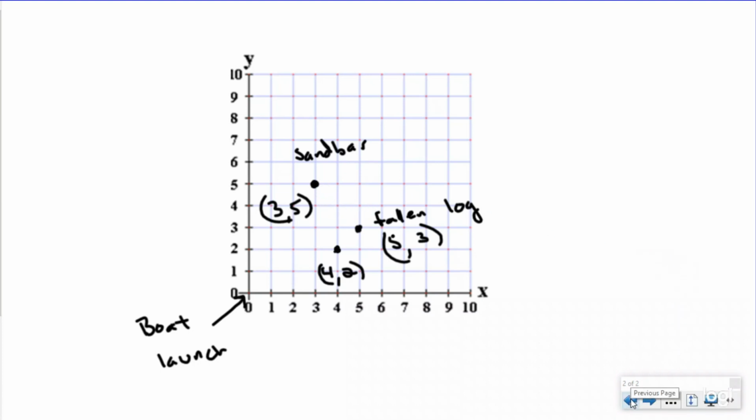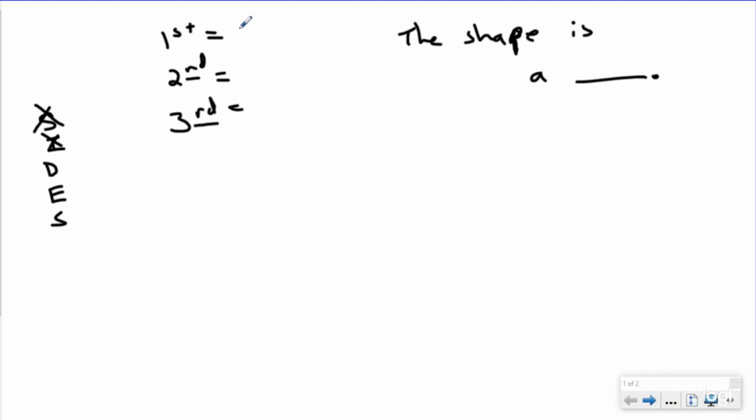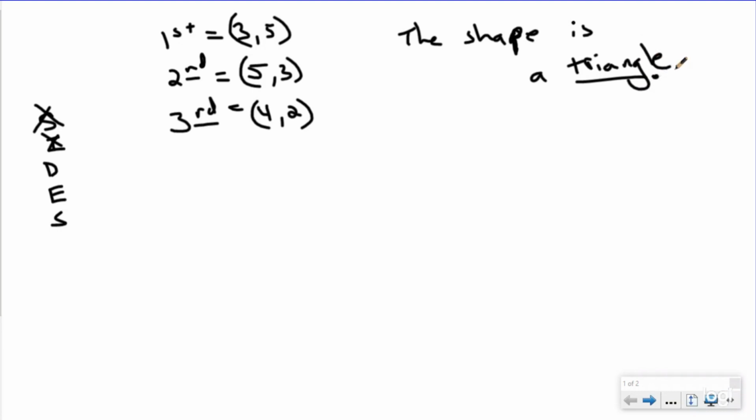So let's go back and write those in. Okay, my first ordered pair is my sandbar. That was 3, 5. My second ordered pair was the fallen log. That was 5, 3. And my third ordered pair, I don't know what that was called. He didn't give us that information, but it was 4, 2. And of course, the shape was a triangle. All right. There we go.